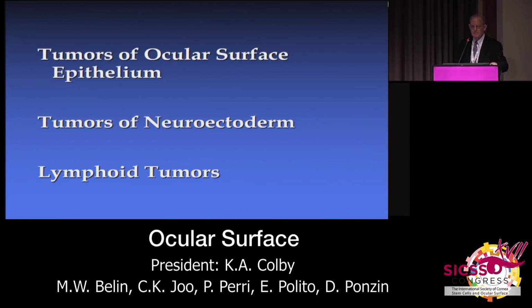We're going to talk about three basic areas: tumors of the ocular surface epithelium, tumors of neuroectoderm, and lymphoid tumors.